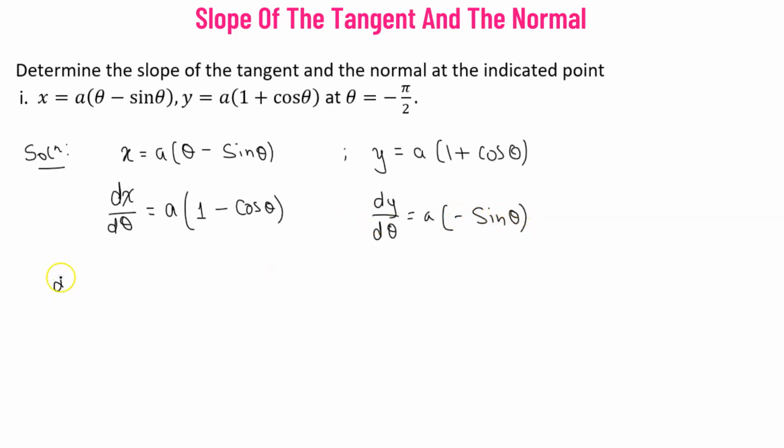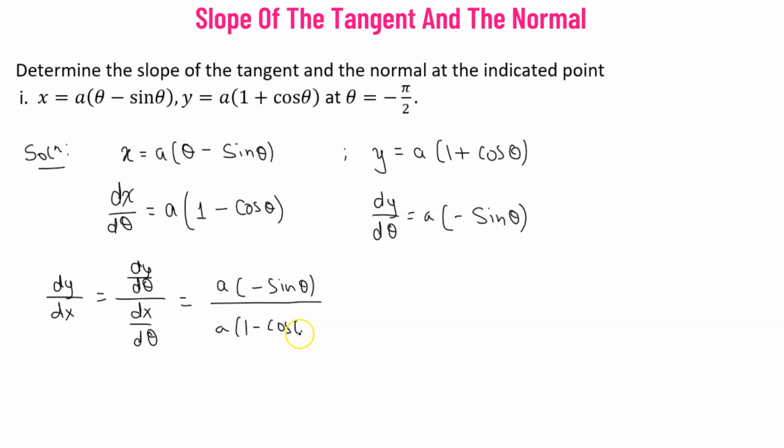Now, in order to find dy over dx, we will take dy over d theta and divide it by the derivative of x with respect to theta. So that will be a times negative sine theta divided by a times (1 minus cosine theta). Here a and a will get cancelled, and this is also equivalent to sine theta divided by (cosine theta minus 1). The next task will be to find the slope of the tangent at theta equals negative pi over 2. So let's begin.